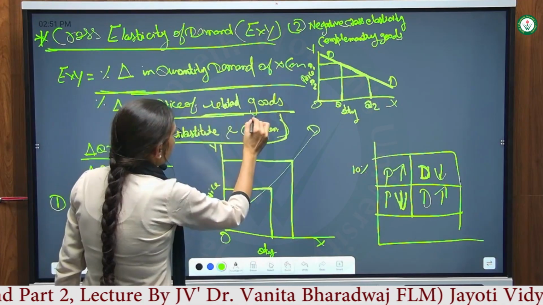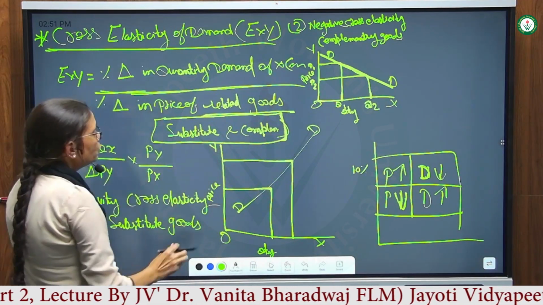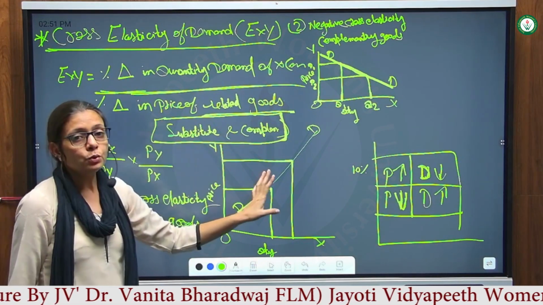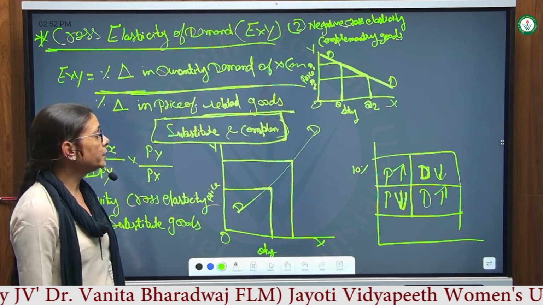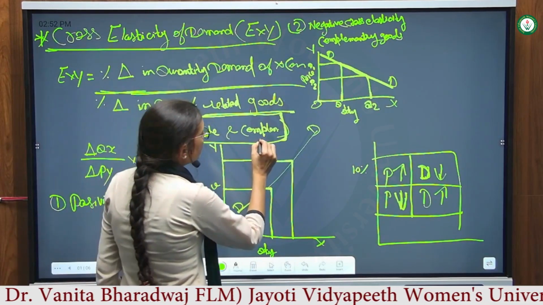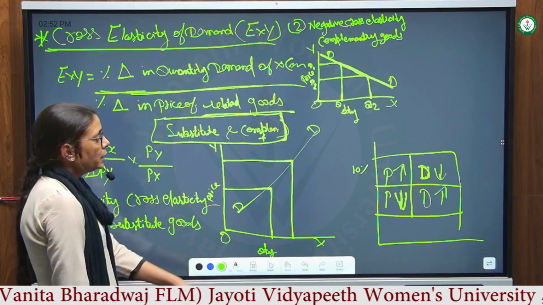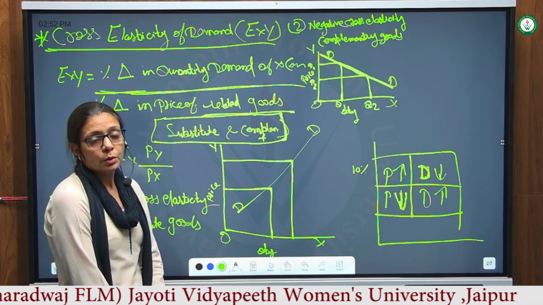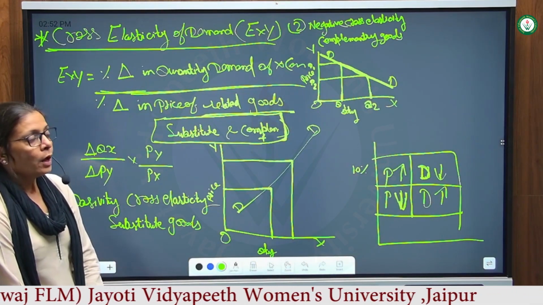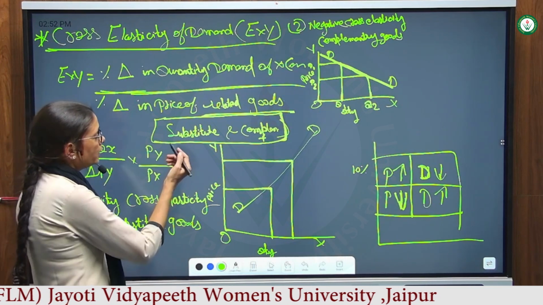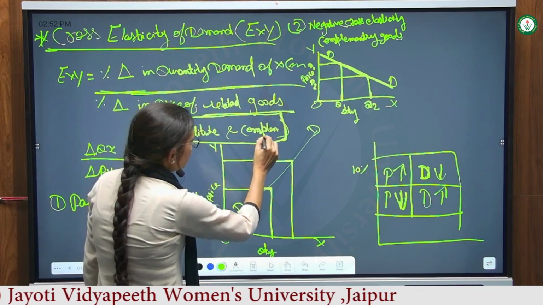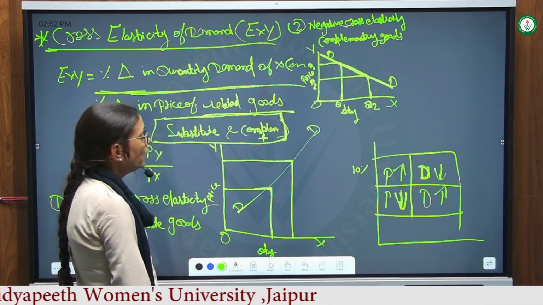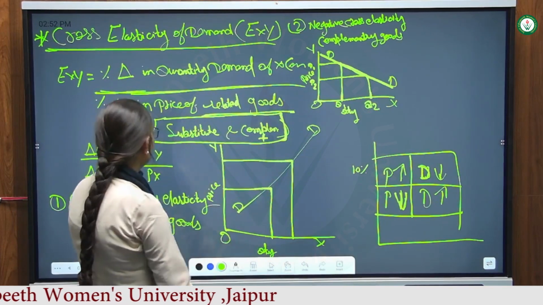In last class I already told you about substitute goods and complementary goods. Substitute goods are those goods which are used in place of each other, and complementary goods are those goods which are used together. For example, car and petrol are complementary goods, and tea and coffee are substitute goods. If you have the option, you can use coffee or tea, only one. But in complementary goods you have to use both together. Without a car you can't use petrol, and without petrol you can't use a car. So these are complementary goods.